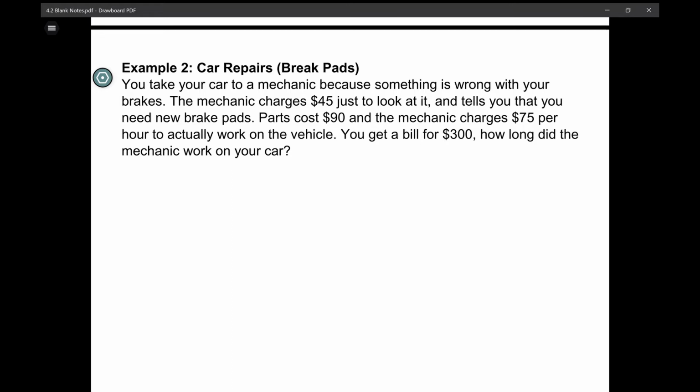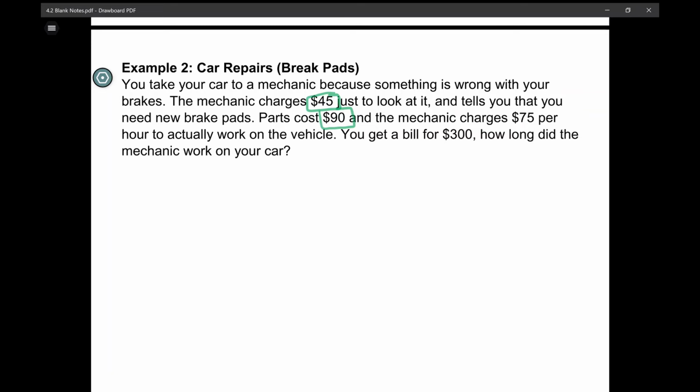There's a lot of stuff going on here. Let's read it again and sort of highlight important information. All right, we took the car to the mechanic because there's something wrong. The mechanic charged $45 just to look at it. That's a one-time fee, okay? So that's a constant one-time fee. And he tells you need new brake pads. The parts cost $90, okay? That's for all the parts, so that's, again, another one-time sort of fee. You're going to pay $90 for those brake pads.